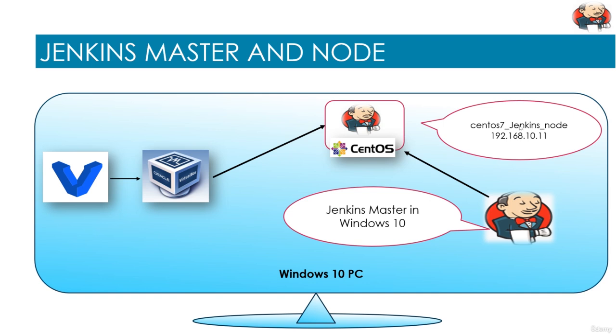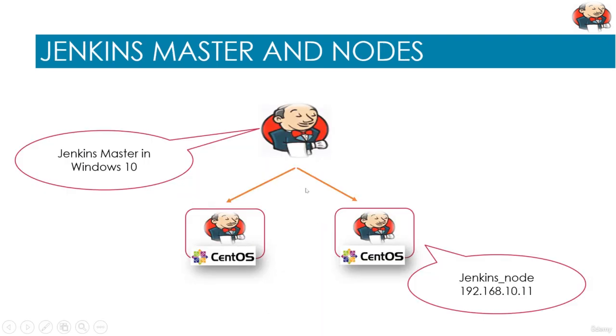192.168.10.11, and this will be configured and considered as a node, and the Jenkins master is installed on a Windows 10 PC. So it will look something like this, where the Jenkins master will be there and you can configure any number of nodes, but we are going with one master and one node at the moment. One to many you can also do it. I'll let you know about that.